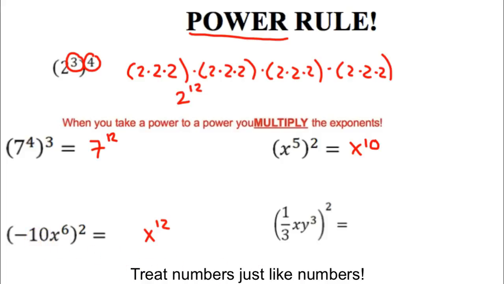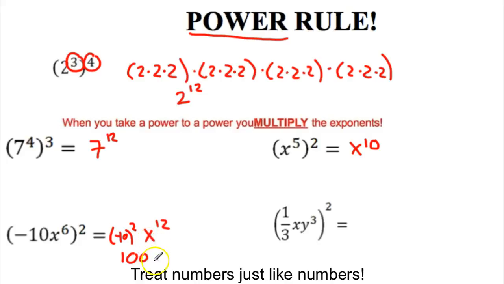So down here it says treat the numbers just like numbers, right? You need to square everything on the inside, not just the x to the 6th. Whatever exponent is out here, you need to treat it just like the number on the inside. So this is going to be negative 10 squared. If you do this in a calculator, remember to put those parentheses in there. So what is negative 10 squared? Well, negative 10 times negative 10, that's going to be 100.